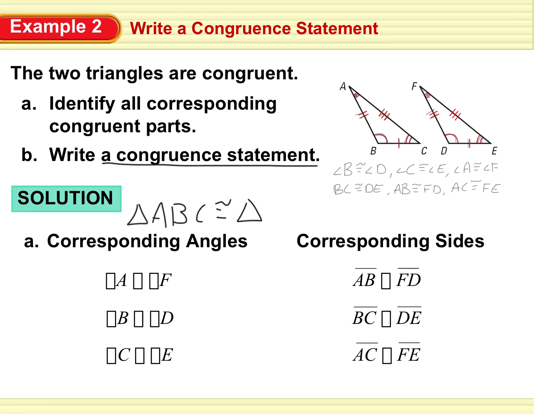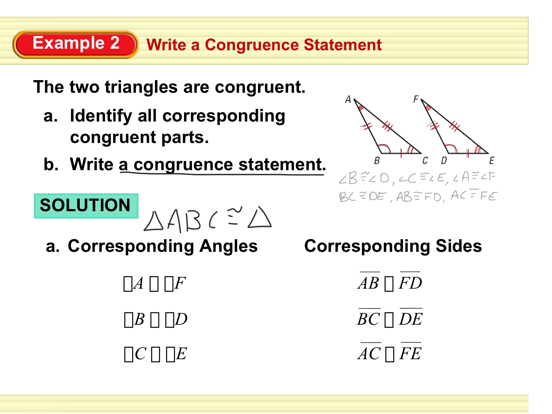What was the angle that went with A? F. What was the angle that went with B? D. And then E went with C. So we have to make sure they match up in that way. Okay? In that one, you can just look at the angles. Questions over that?